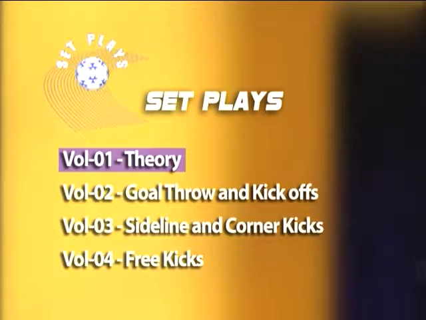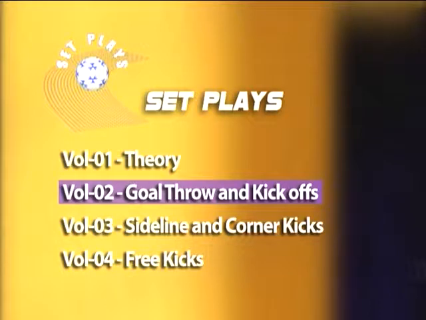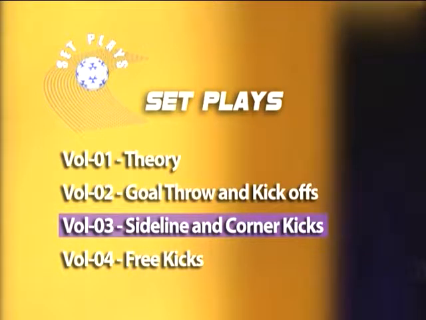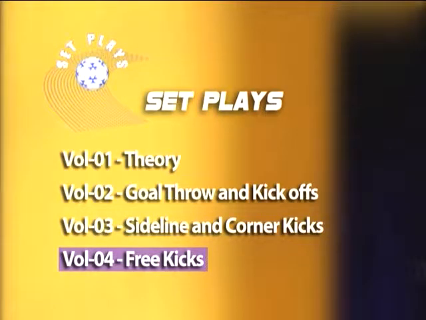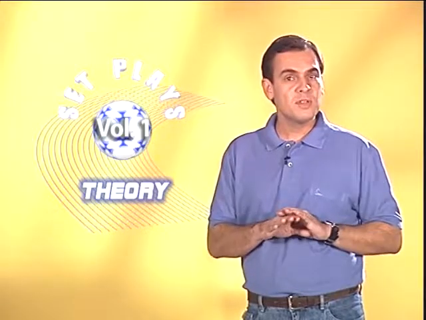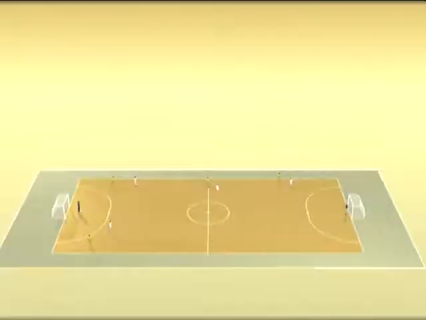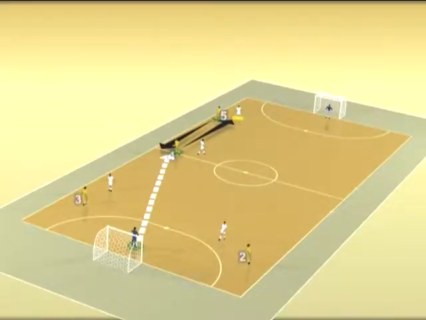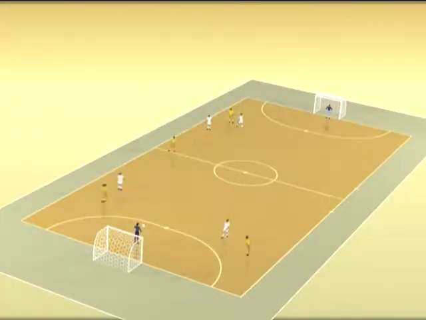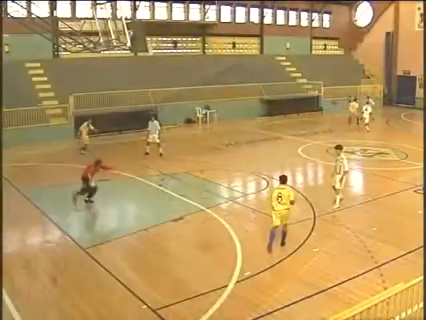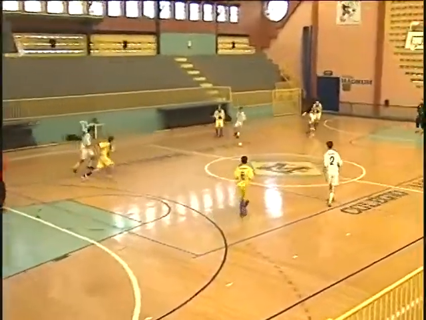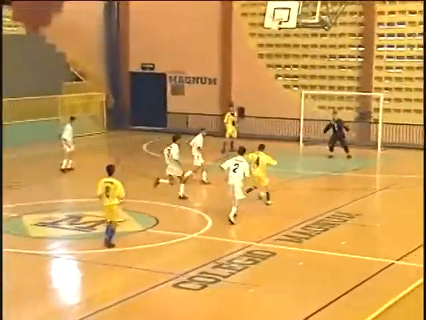Volume 1, Theory. Volume 2, Goal Throw and Kickoffs. Volume 3, Sideline and Corner Kicks. Volume 4, Free Kicks. In this first volume, we touch on the theoretical concepts of the game of futsal, such as tactics, set plays, and the methods for coaching set plays. These concepts will be presented in a way that will describe the basics necessary to understand the practical suggestions that will be presented in the subsequent instructional videos.